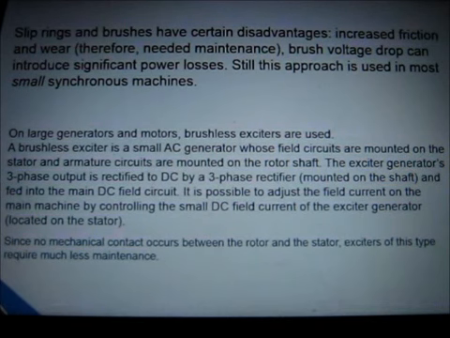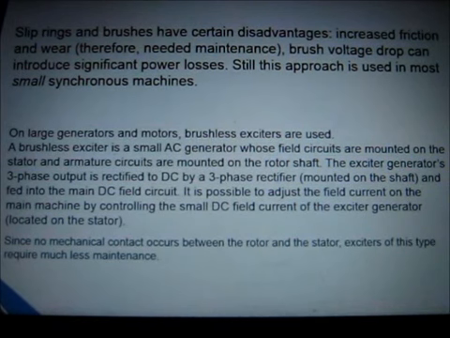This is the main difference between the slip rings and brushless DC field exciters. In the case of slip rings, we have increased friction and wear because of the mechanical contact, but in this case there is no mechanical contact, and exciters of this type require much less maintenance. We will see the figure in the next slides.